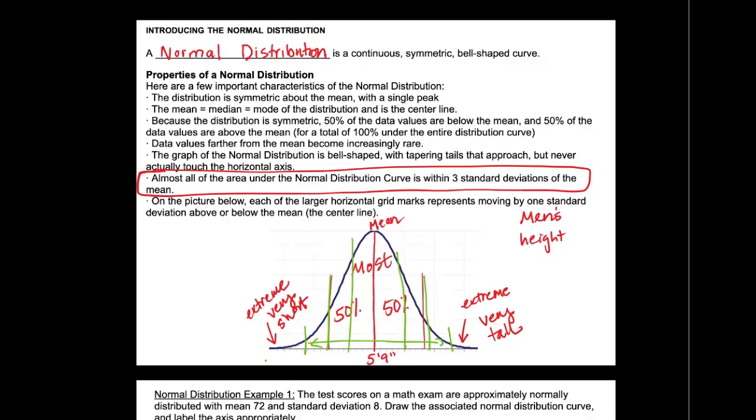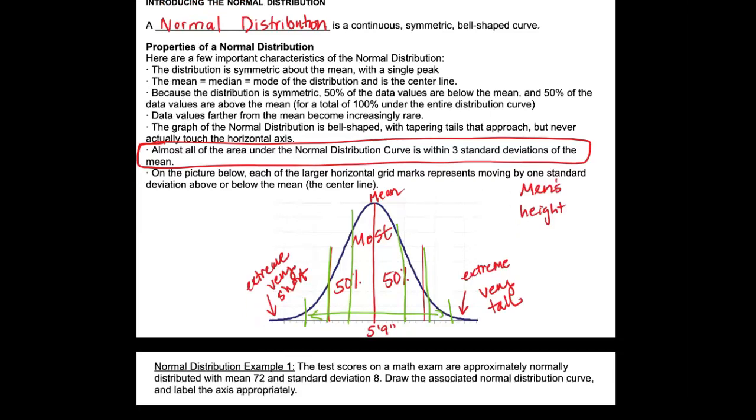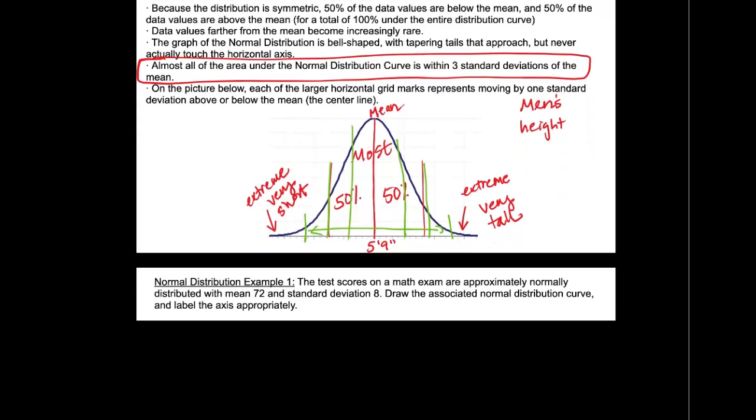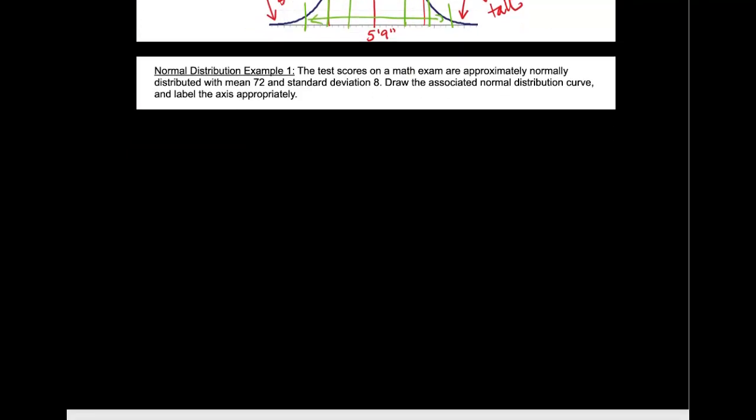Okay, and so let's go ahead and do an example where we can make a little bit more sense of the normal distribution, this bell curve, and those standard deviations I was talking about. So in this example, we have test scores on a math exam that are approximately normally distributed with a mean of 72 and a standard deviation of 8. Draw the associated normal distribution curve and label the axis appropriately. Okay, so I'm going to draw a curve.